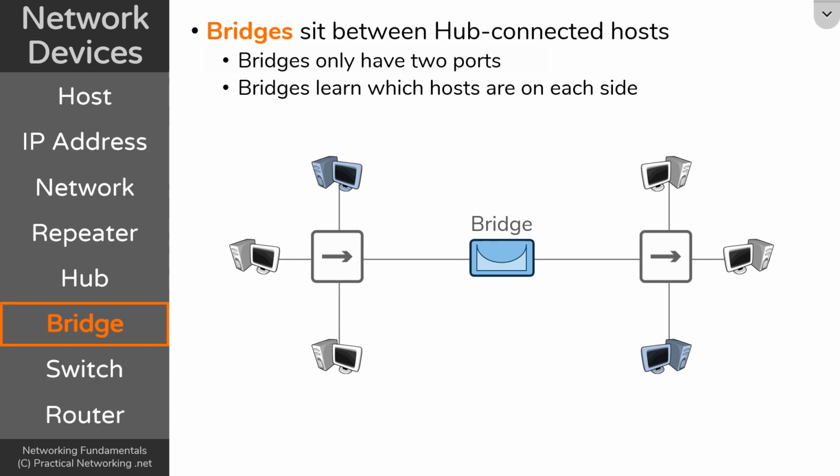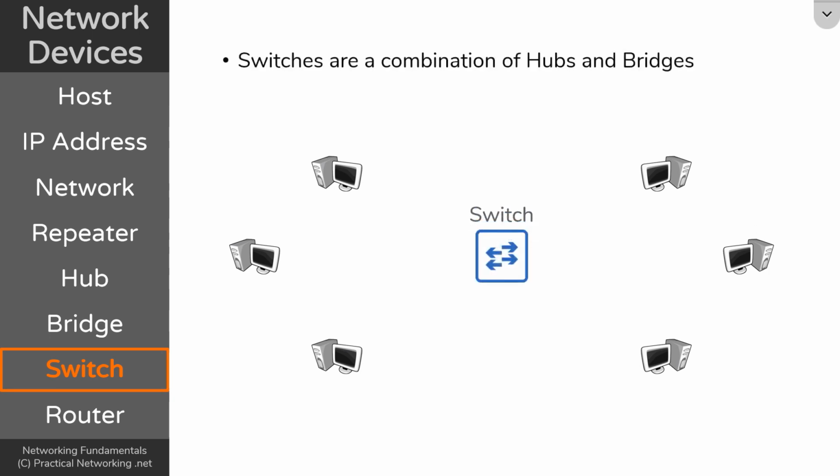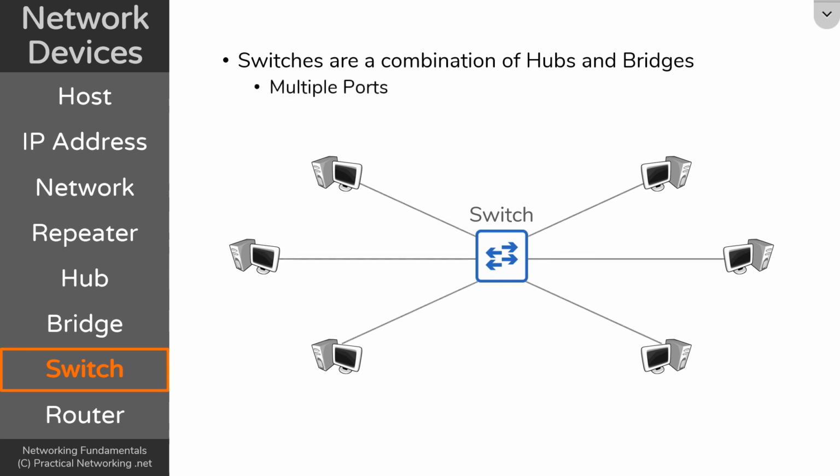The main takeaway is understanding that bridges can learn which hosts are connected on either side of the two ports of the bridge. Now this finally brings us to switches. Switches are sort of like a combination of hubs and bridges. They are like hubs in the sense that many devices can connect to the switch, and they are like bridges in the sense that they can learn which hosts are connected to each port.